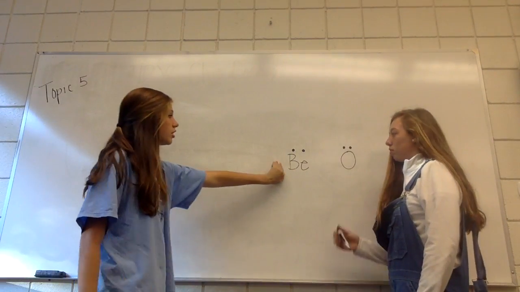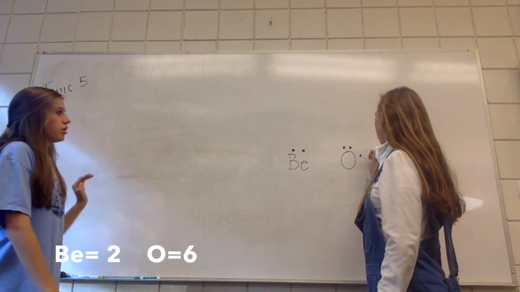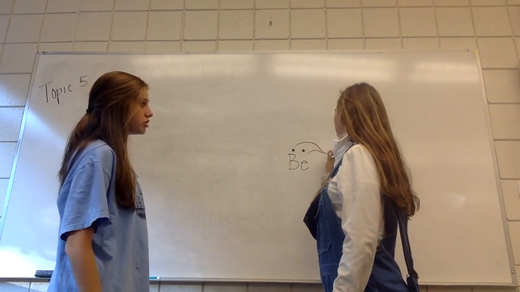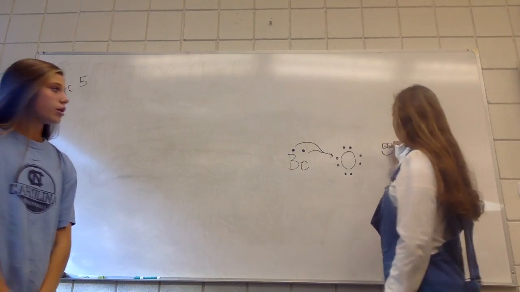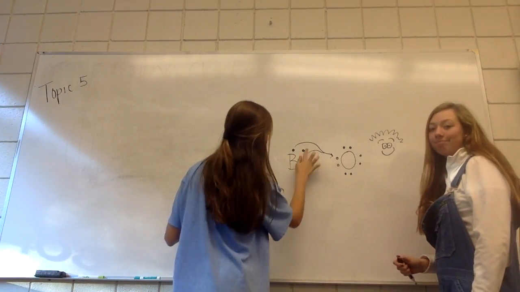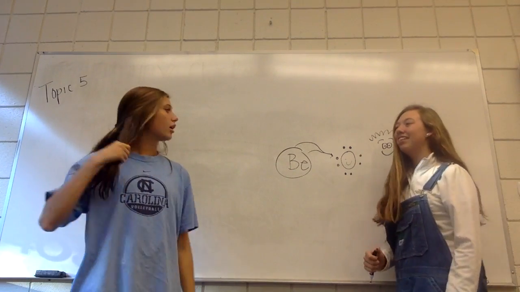So here's beryllium. He has 2 valence electrons, and oxygen has 6. If beryllium just transfers his 2 valence electrons to oxygen, then they're both going to have full octets. And this is going to make each of them extremely happy. So you can see here, transferring, not sharing, giving them away. He gives them, oxygen gains them, these are gone, and they're all happy.